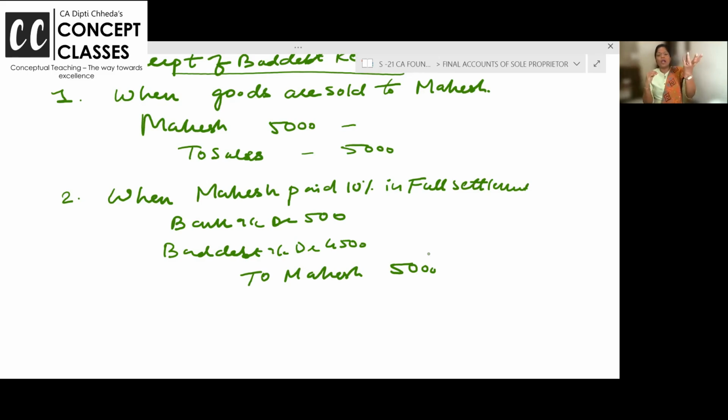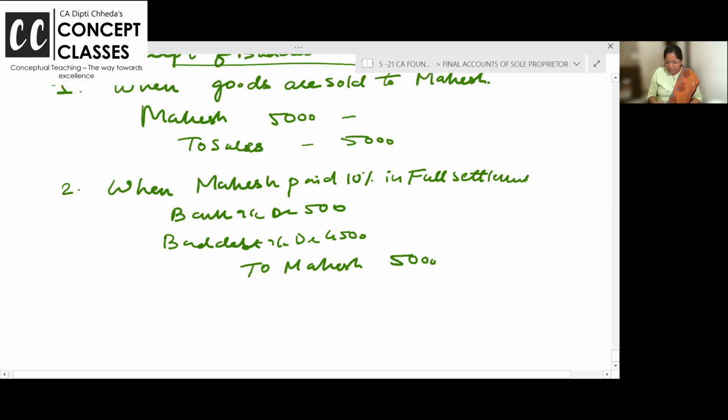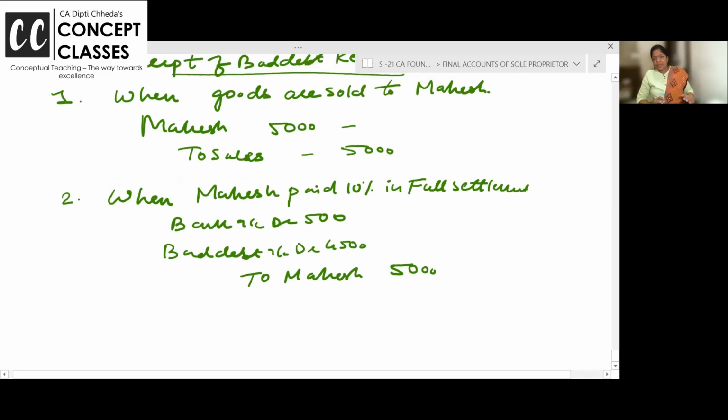So Mahesh account was debit. Mahesh, you have to pay 5,000. Now Mahesh paid only 500. Remaining we wrote off as bad debt loss, and Mahesh account is closed. Everyone is clear with two entries. When goods are sold, Mahesh to sale. When Mahesh paid 10%, bank to bad debt to Mahesh.